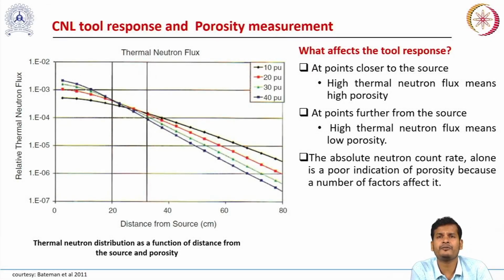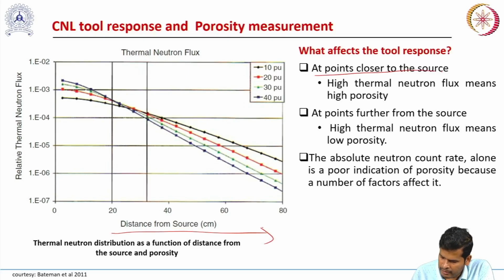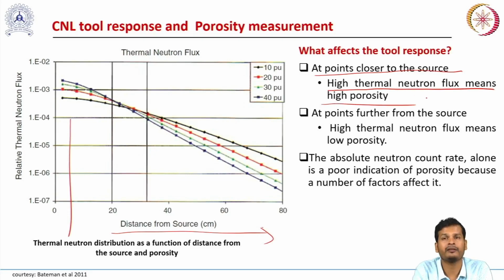So let us consider the tool response and the porosity calculation. In this figure, we have the relative thermal neutron flux, that is, how much count rate there is at the detector at different distances from the source. At a point closer to the source, that means in this region, high thermal neutron flux means high porosity. What is thermal neutron flux? That means how many thermal neutrons are crossing a particular area. That is nothing but the thermal neutron flux. So if I have the detector closer to the source, then high thermal neutron flux means high porosity.